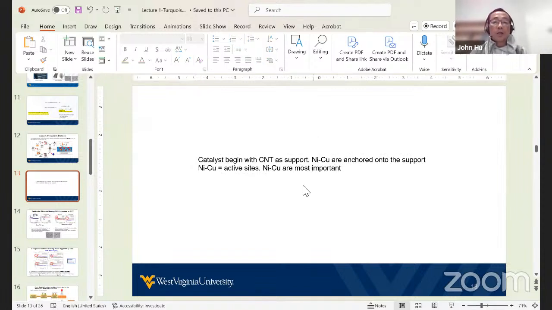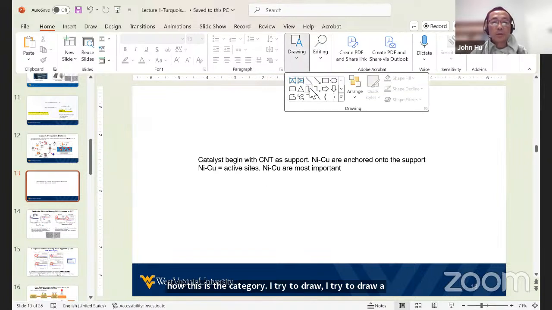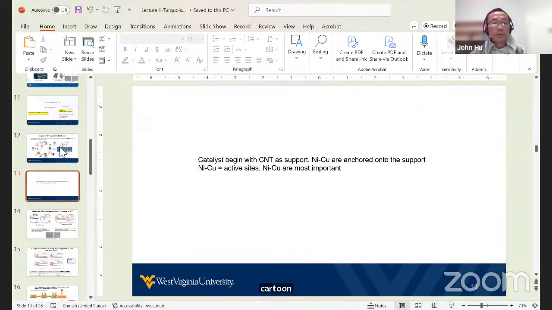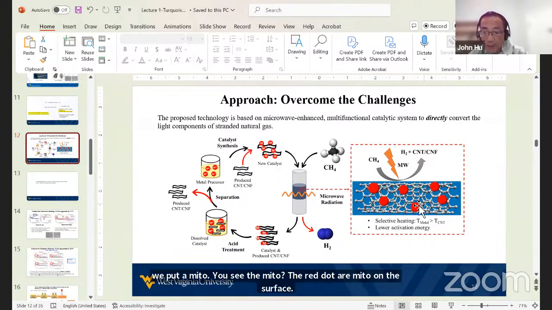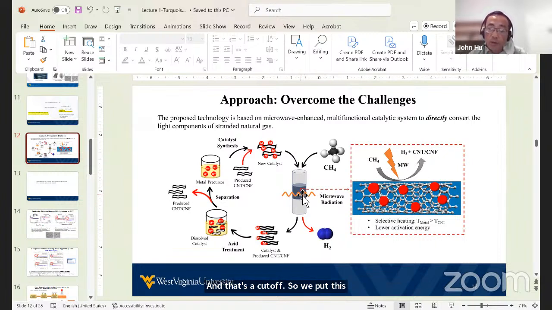Okay. So once you have this, this is the catalyst, I tried to draw a cartoon in here. So let me go back here. So this is the catalyst. We begin with the carbon nanotube. Do you see that? Then we put a metal. You see the metal, the red dot on the surface. And that's a catalyst. So we put this catalyst into the reactor and then begin the process. And carbon nanotubes grow on this red dot.